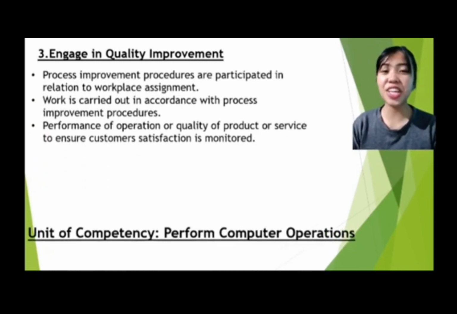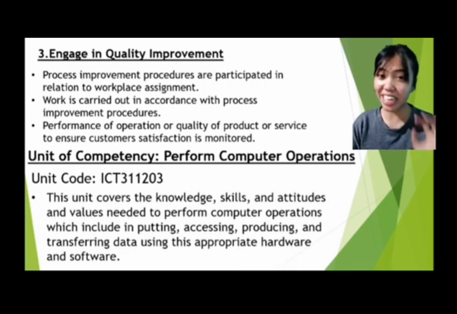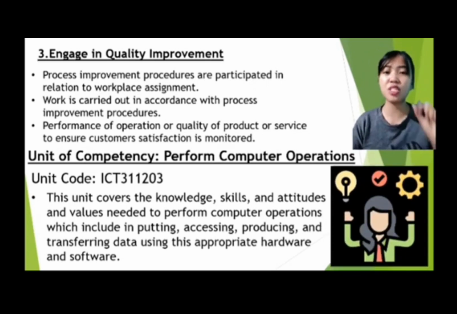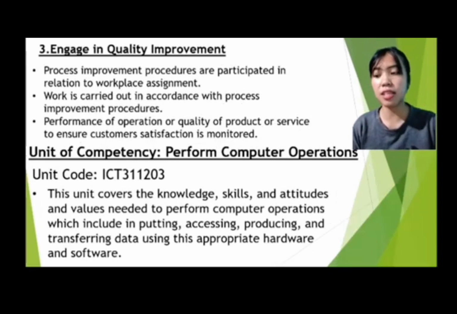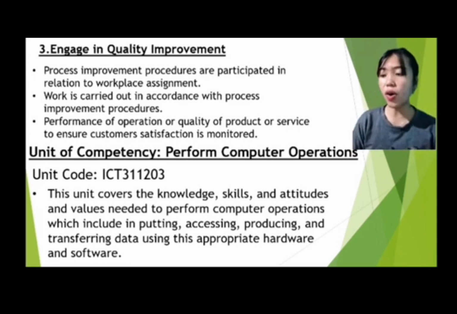Three, engage in quality improvements. Of course, when we work in a workplace, there is quality improvement in how we are going to engage in it. First, process improvement procedures are participated in relation to workplace assignments. Of course, whatever assignment or workplace assignment is given to you, you need to make an improvement on that kind of work, and how we are going to make a process for the procedures to be improved. Of course, work is carried out in accordance with process improvement procedures.